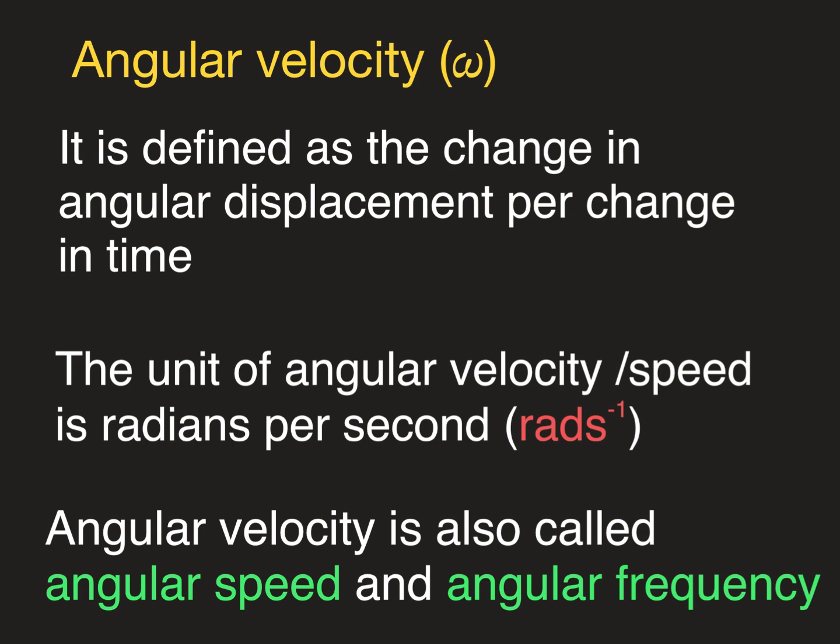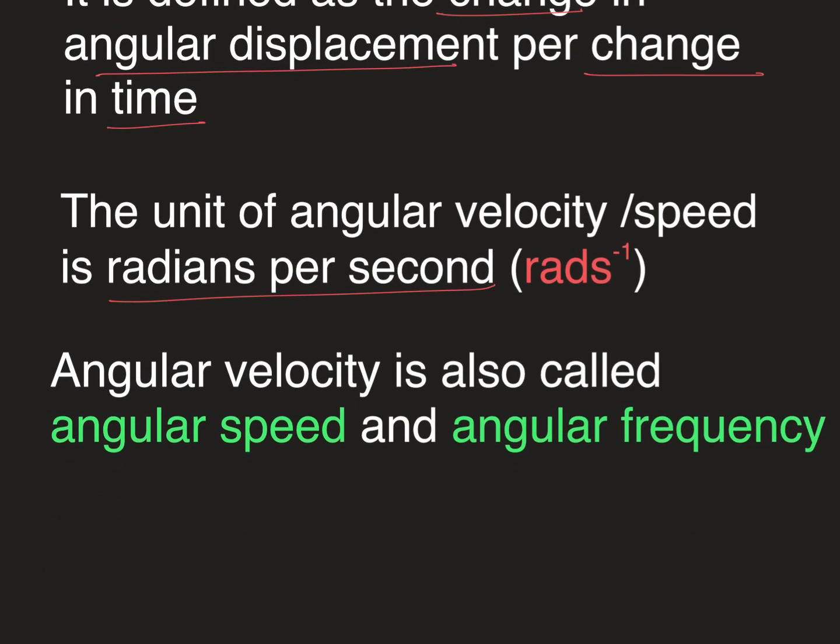If we read the definition of angular velocity, it is defined as the change in the angular displacement per change in time. So when you talk about change in the angular displacement per change in time, that is what we call angular velocity. The unit of angular velocity or angular speed is radians per second. The angular velocity is also called angular speed and angular frequency.